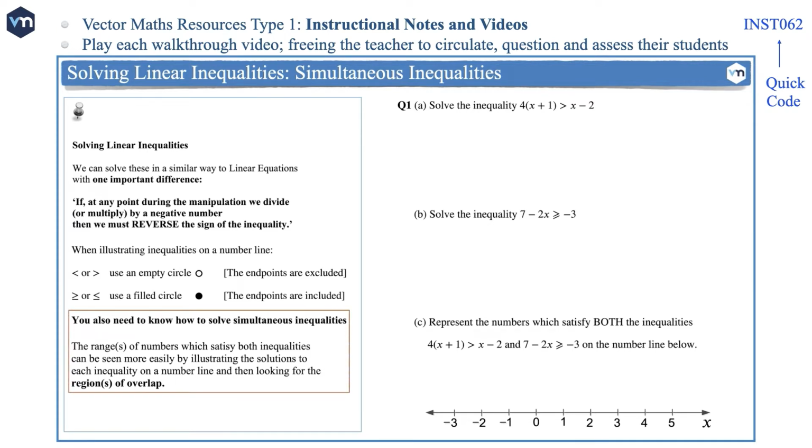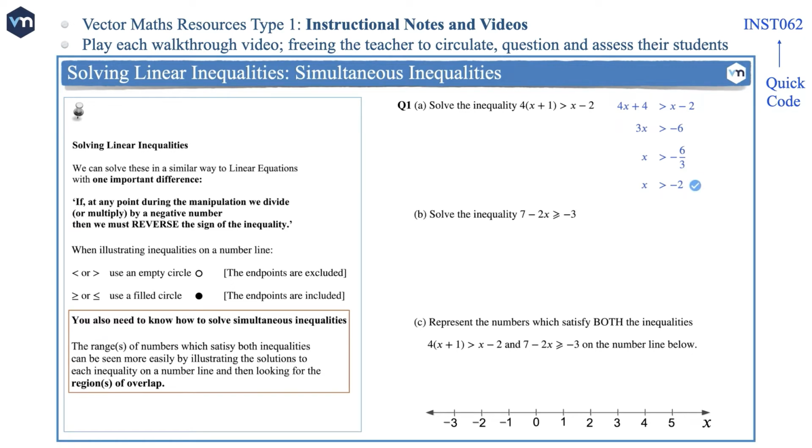Question 1, Part A. We need to solve the inequality 4 into x plus 1 is greater than x minus 2. So we can start by expanding the brackets on the left-hand side. 4x plus 4 is greater than x minus 2. Therefore 3x is greater than minus 6. And so x is greater than minus 6 over 3, which we can rewrite as x is greater than negative 2.